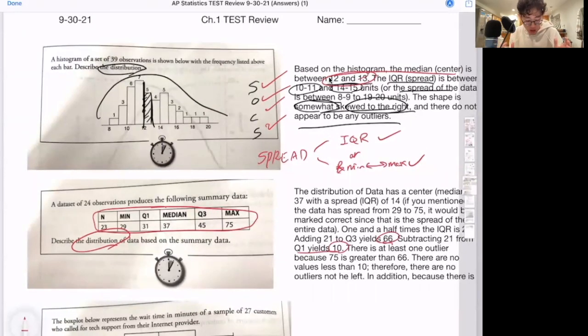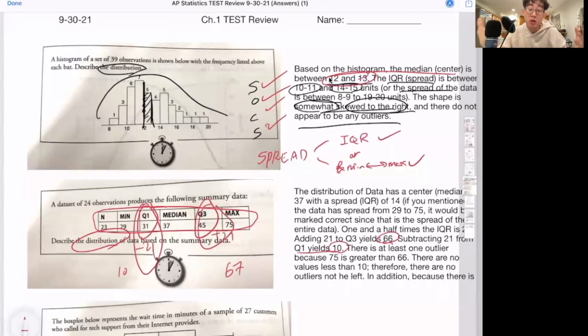So what in the world am I talking about here? Well, Q1 and Q3 are 31 and 45. The difference between them is exactly, I believe, 14. Multiply that by 1.5, you get 21. So you want to add 21 and subtract 21. This gives me 10. This gives me 66.